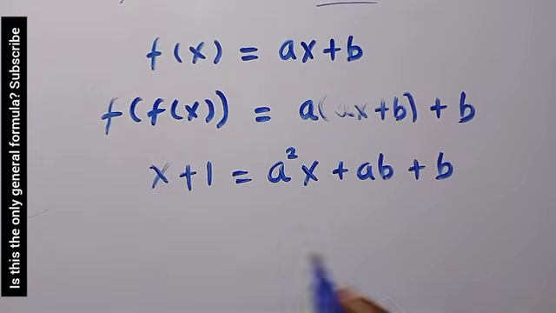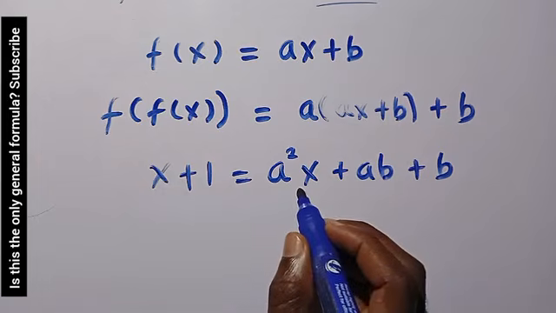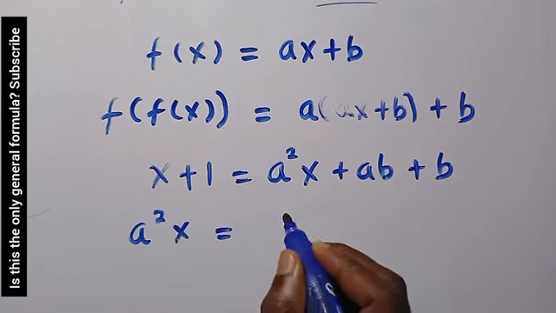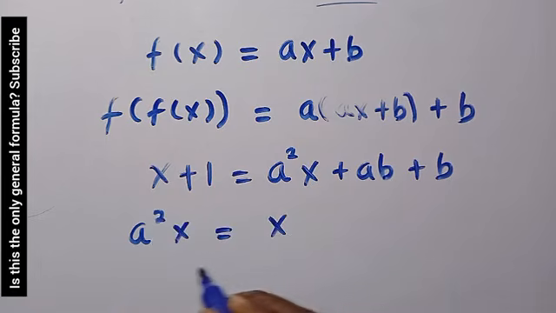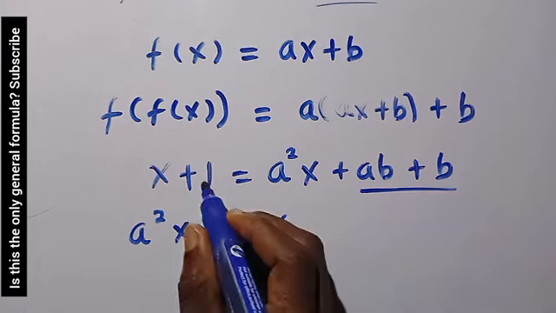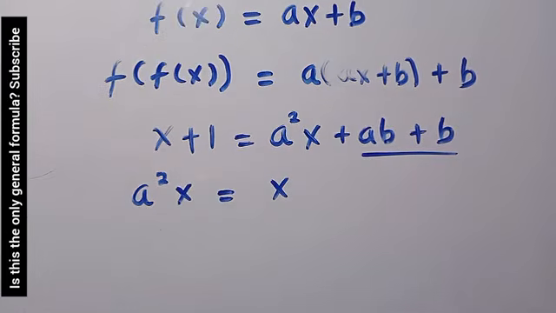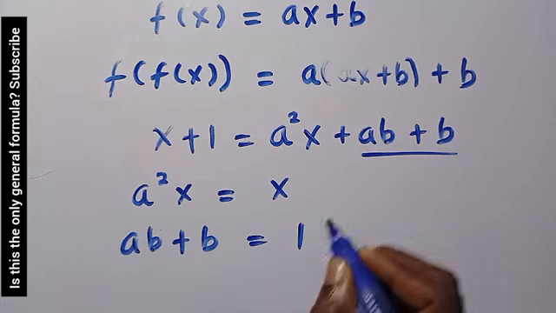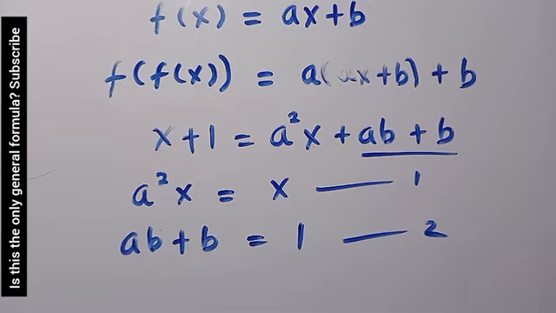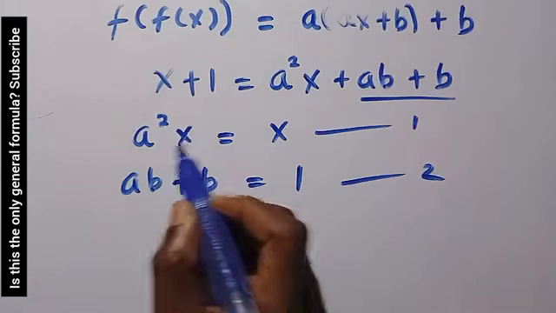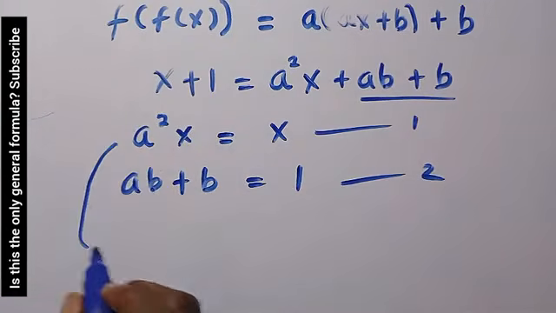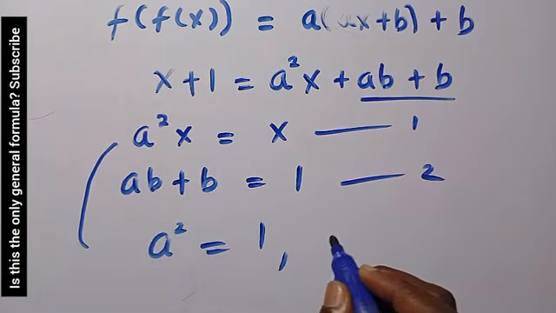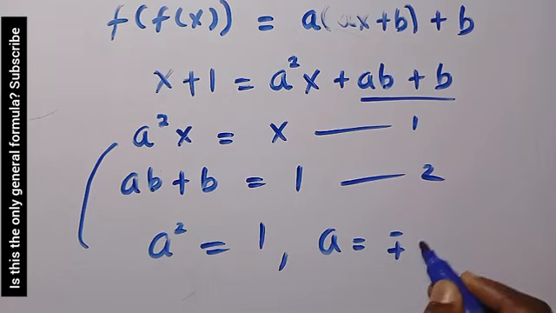Here we are going to compare the coefficients. Here we have x, this is x also. So by comparing this, we have a squared x equals x. And the whole of this also equals 1, which is a constant. So here we have ab plus b equals 1. This is 1 and this is 2. By cancelling this, we have a squared equals 1. Taking the square root of both sides, our a equals plus or minus 1.